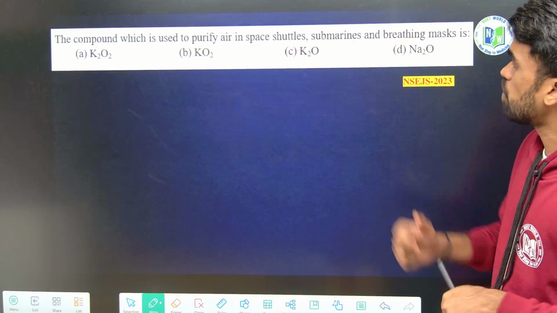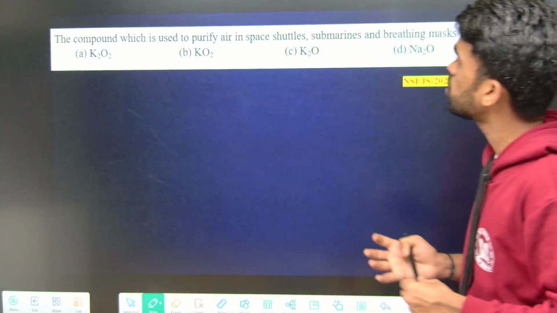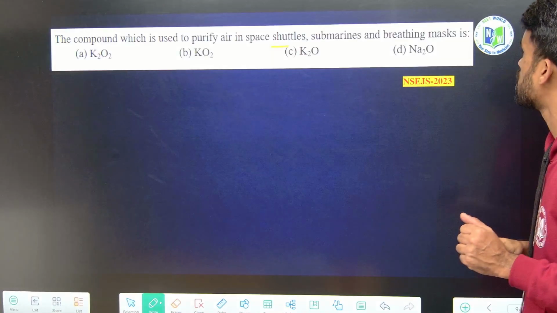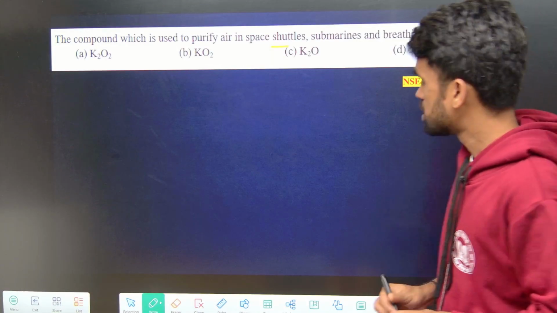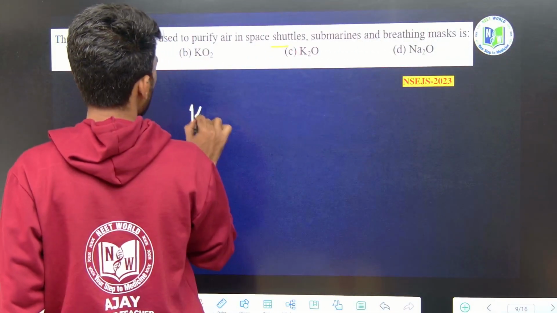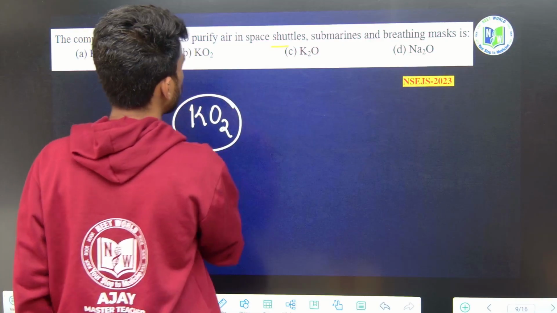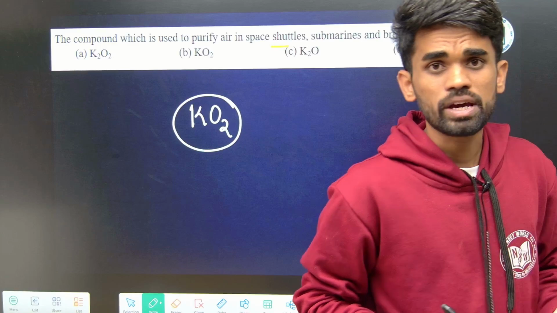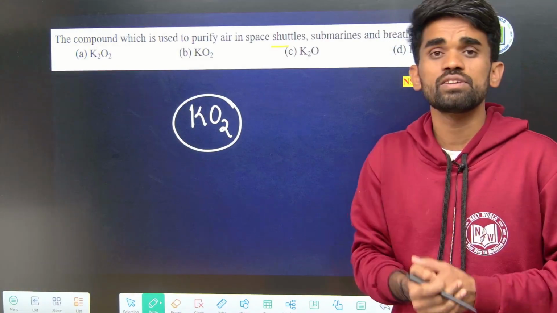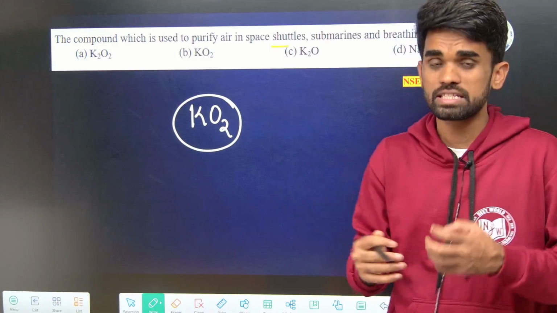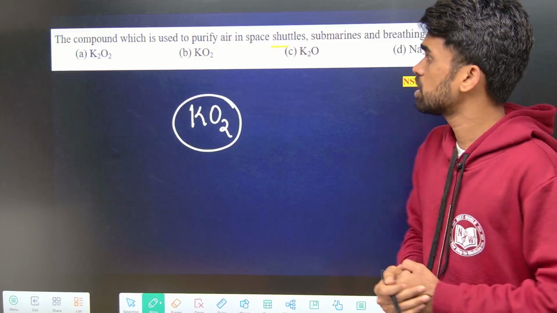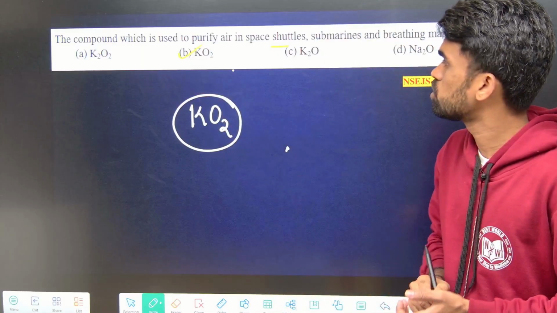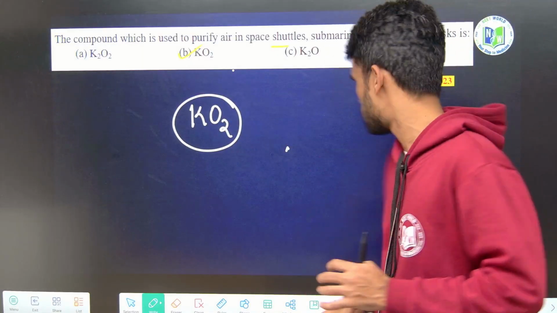Let us move forward with one more question here. The compound which is used to purify air in space shuttles, submarines and breathing masks is, very simple, potassium superoxide, KO2. KO2 absorbs carbon dioxide, CO2, and releases oxygen. Therefore, KO2 is used here for purification. So option 2 will be the perfect answer for this question.